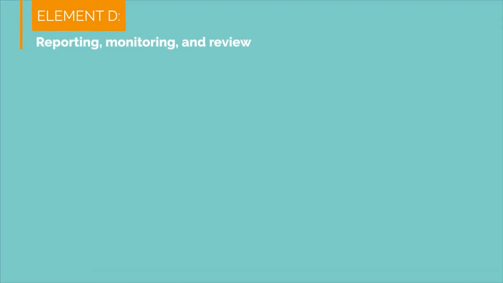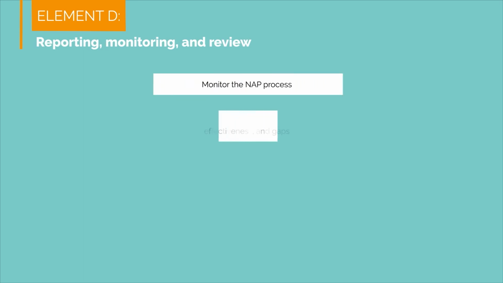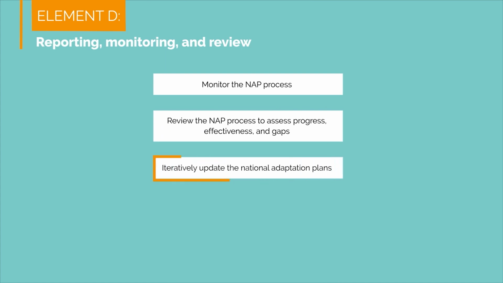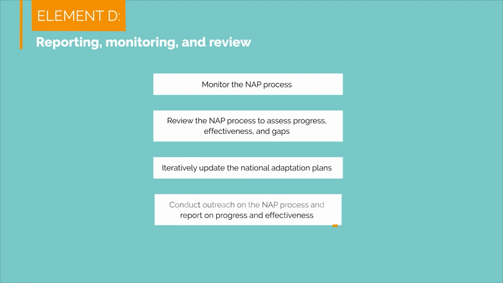The proposed steps in Element D are: 1. Monitor the NAP process. 2. Review the NAP process to assess progress, effectiveness, and gaps. 3. Iteratively update the national adaptation plans. 4. Conduct outreach on the NAP process and report on progress and effectiveness.